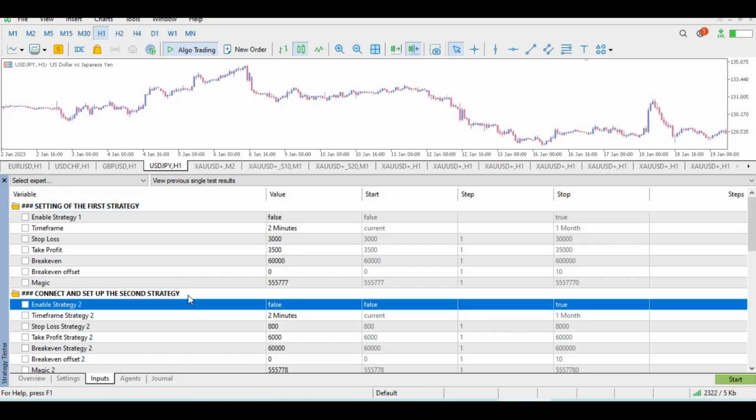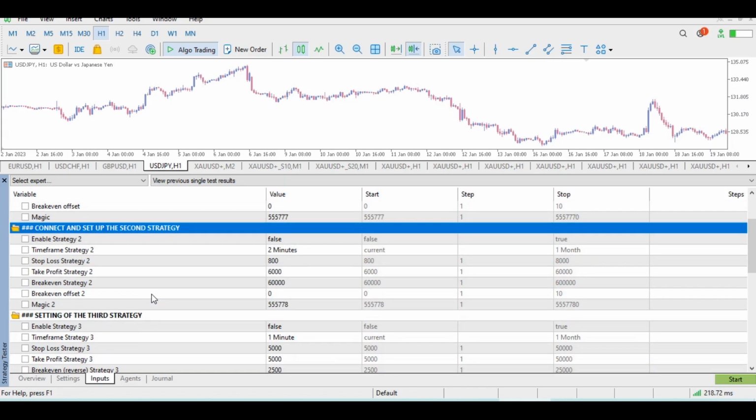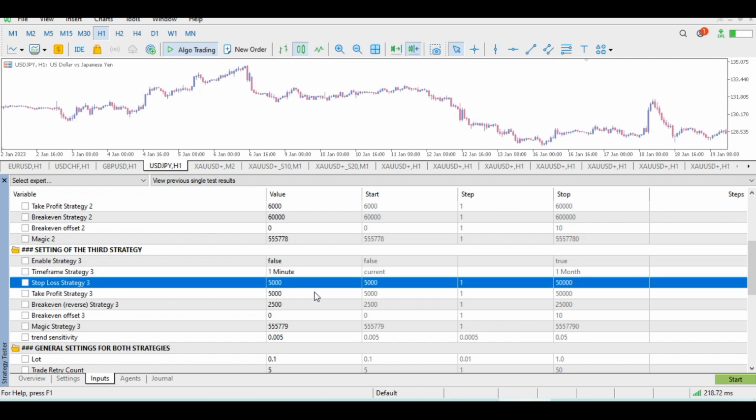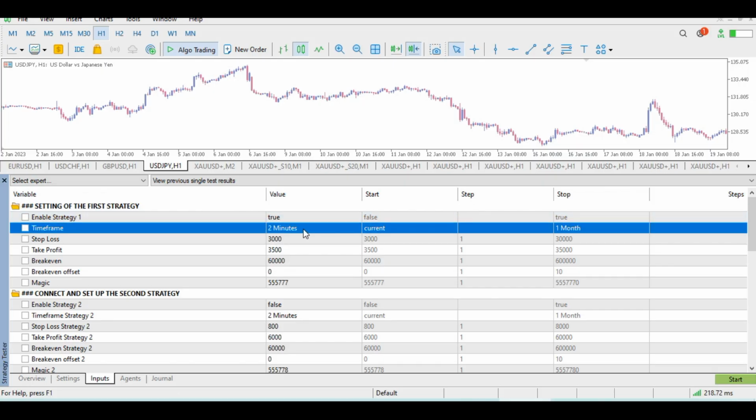This robot's algorithm has three strategies built into it. The first two are identical in logic, but I run them with different parameters. They complement each other extremely well. And there's a third strategy which hedges the first two beautifully. Thanks to that third strategy, drawdown drops by an average of 2 to 3 times, while profit still adds up linearly. Let me show you exactly how this works.